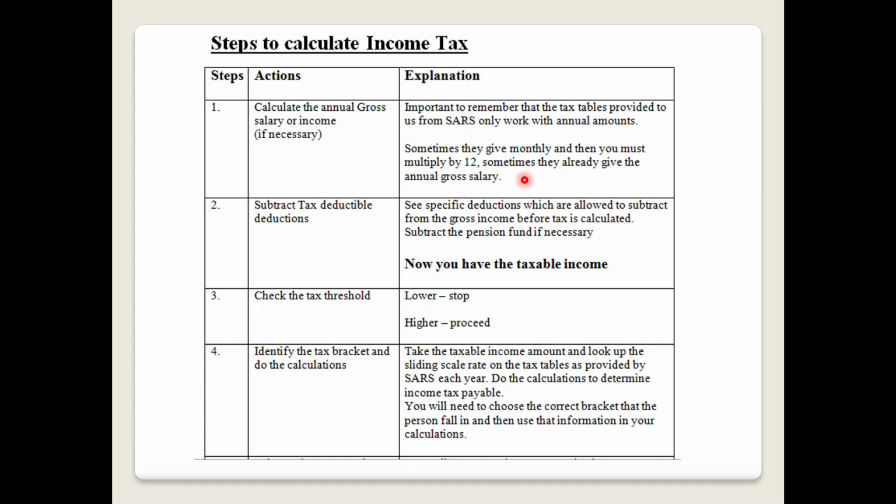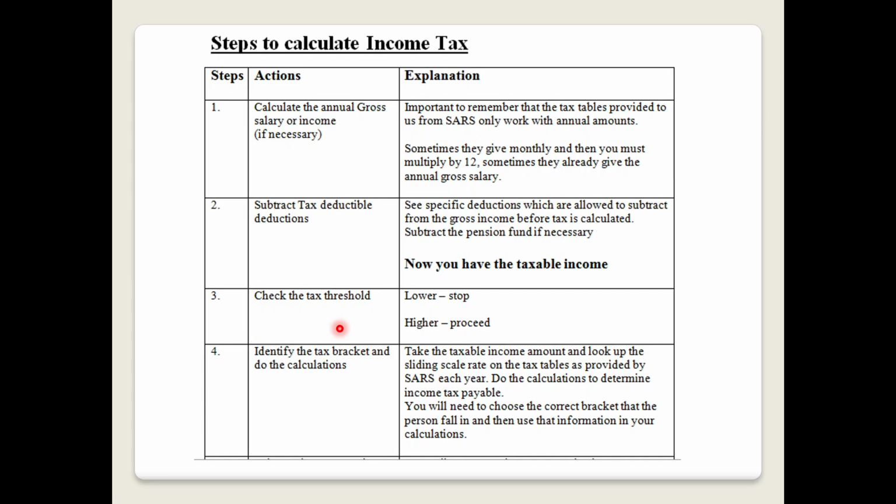All right, so we take our gross annual income or salary. We multiply the salary by 12. We deduct what we are allowed to, and then we have taxable income. So then we go to step number 3.